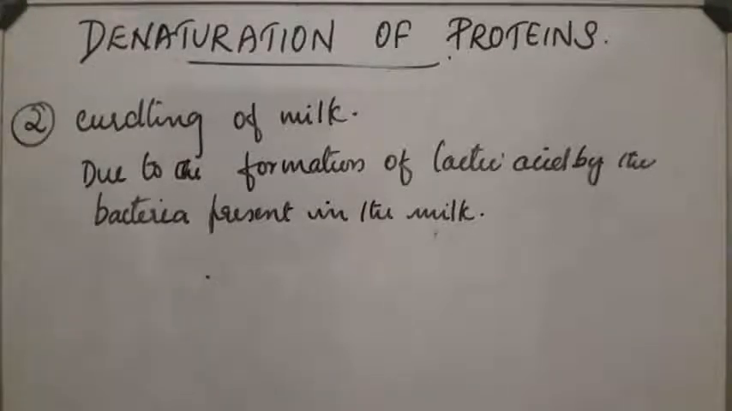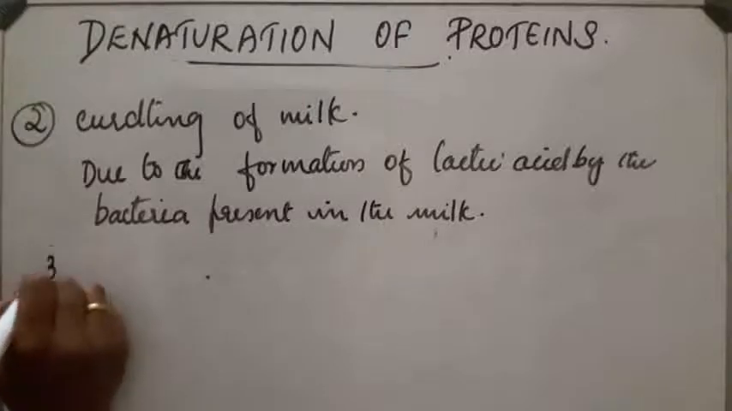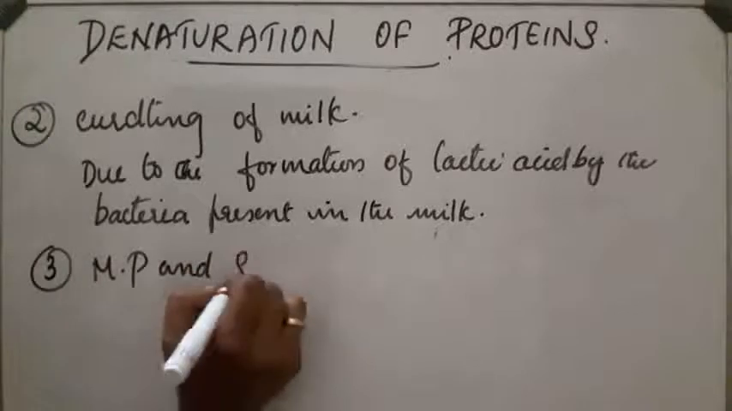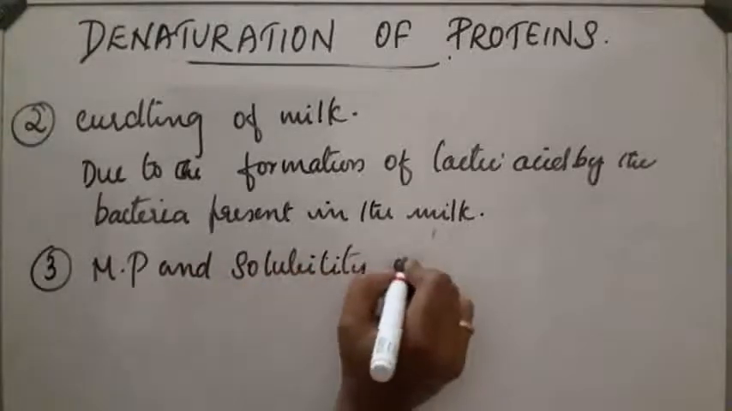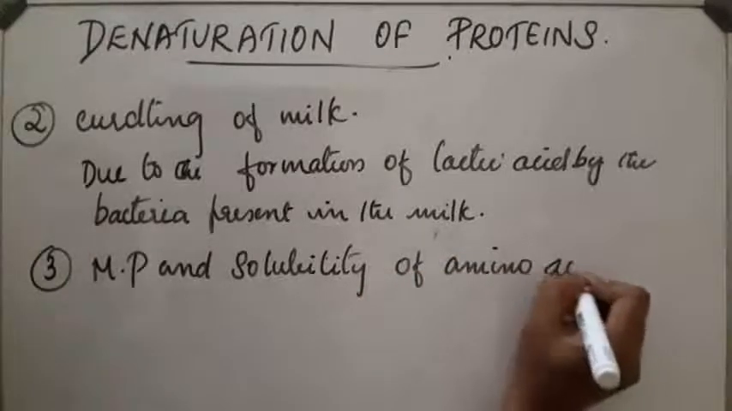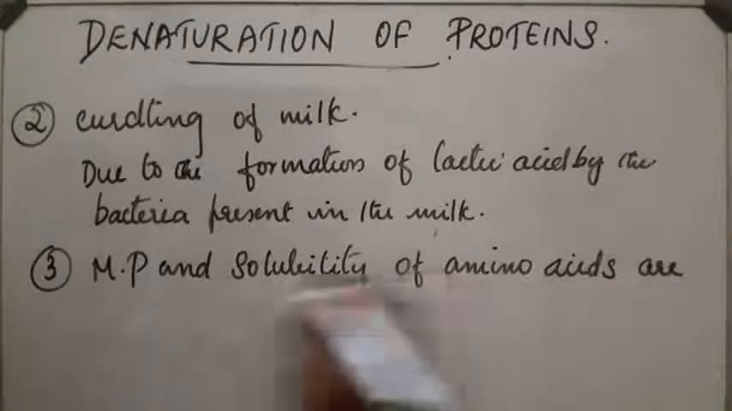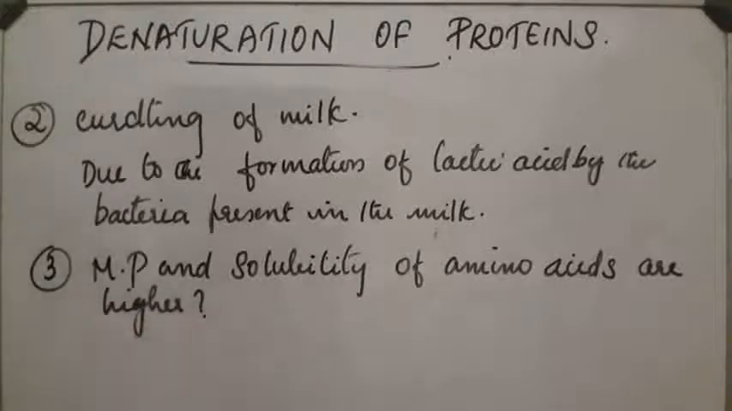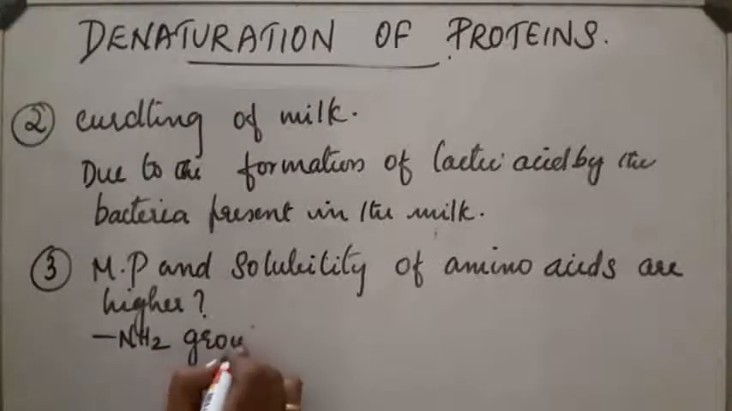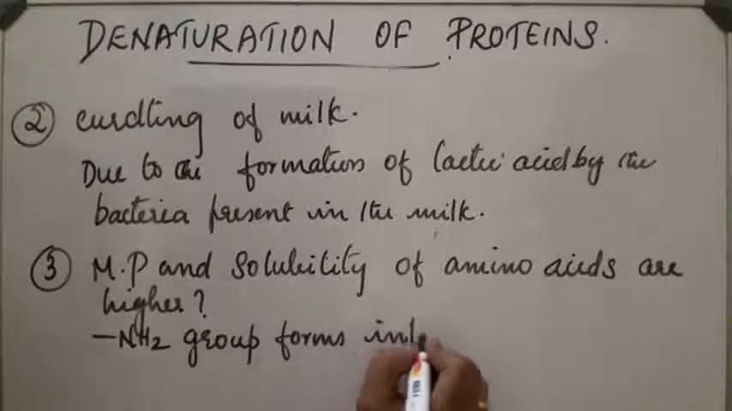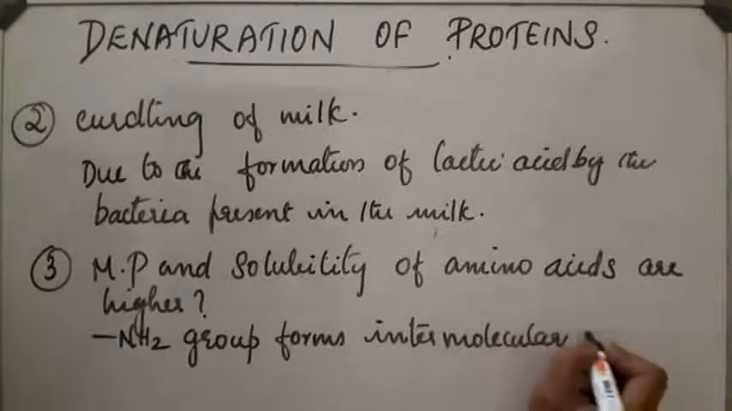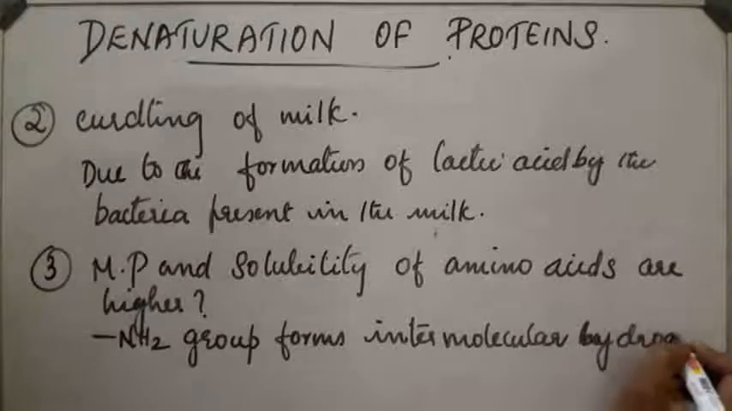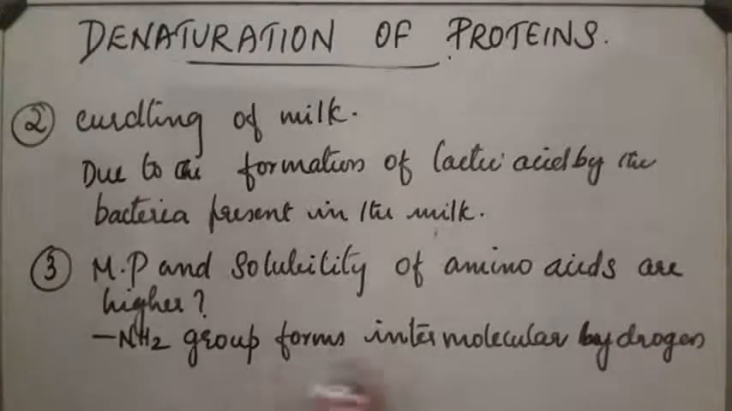Next, one more question: melting point and solubility in water of amino acids are higher than halo acids. Why? This is due to the reason that the NH2 group present in the amino acids forms intermolecular hydrogen bonding. It is difficult to break this intermolecular hydrogen bonding. So solubility and melting point increases.